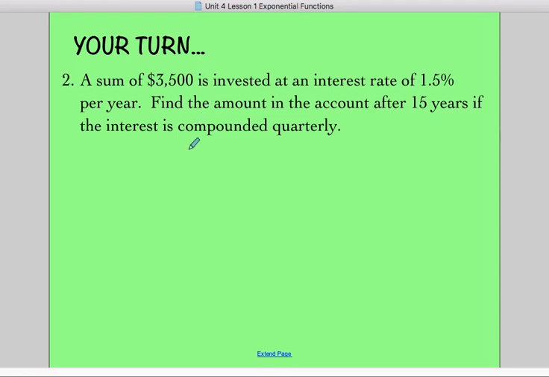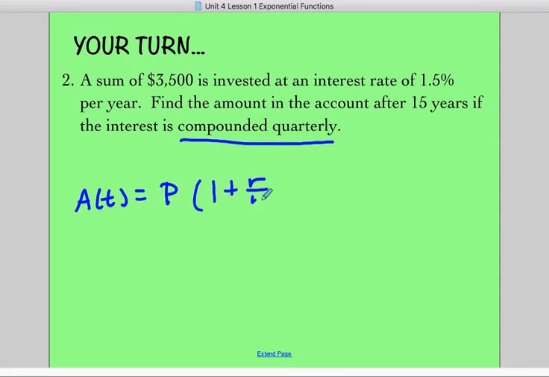The sum of $3,500 is invested at an interest rate of 1.5% per year. Find the amount in the account after 15 years if the interest is compounded quarterly. So it tells me I'm going to use my compounding equation, which is P, parentheses, 1 plus r over n, to the nt. So let's fill it in. So we have A of t equals our principal, how much money we put in, which is $3,500. Then we have 1 plus our rate. Move it over 2, so 0.015.